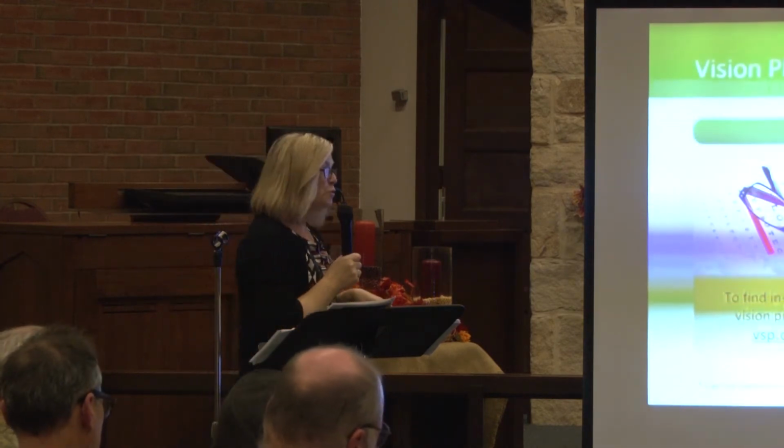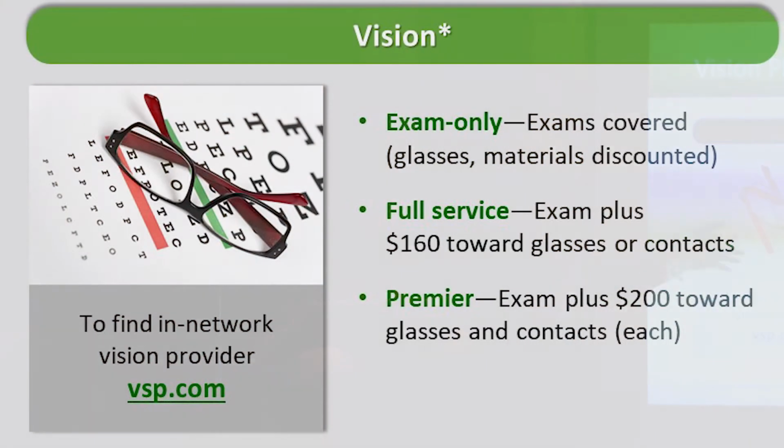There are 3 plan choices for vision. One is called exam only, and just so you know, you always have had the option of doing that during open enrollment. It's called exam core. There is no cost to you to select that. I think some of you have it, some of you don't. What that covers is an eye exam and gives you a little bit of a discount on your glasses. Again, no cost to you, 0 cost.